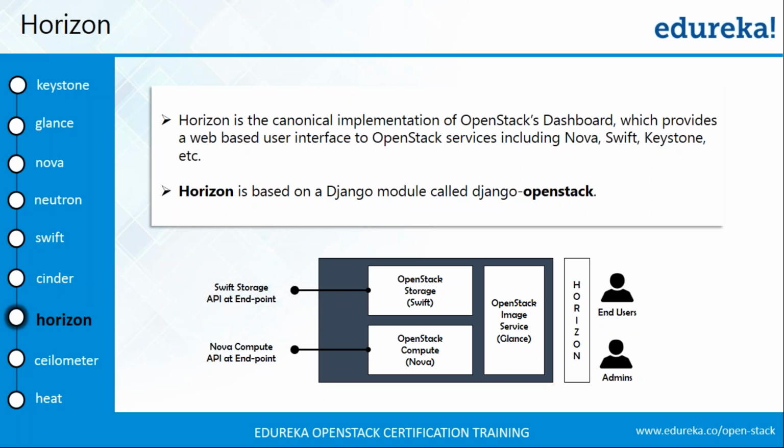That is much easier. And Horizon is based on a Django module, and it is called Django OpenStack. So the end users and the admins directly communicate with all the services through the Horizon dashboard, and they can access all the services from the dashboard. This is very important, and I'm also going to show you how to use Horizon in today's tutorial. It's very easy to manage your OpenStack cloud infrastructure with Horizon. It is very, very easy.